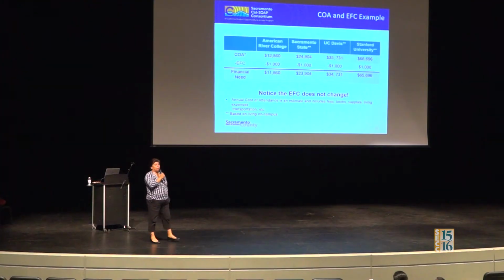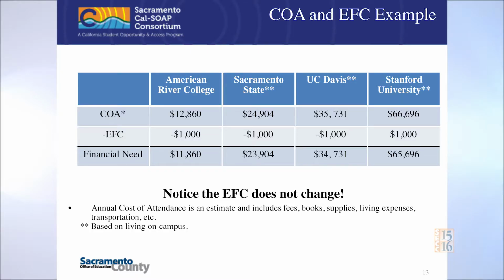By the way, Stanford is more now than 66. I think it's close to 80. But we'll pretend it's 66. So the cost of attending American River is $12,860 a year. My example, the family that I use as an example, had a very low EFC of only $1,000 a year. So if that student decided to go to ARC, how much money in financial aid were they going to receive?